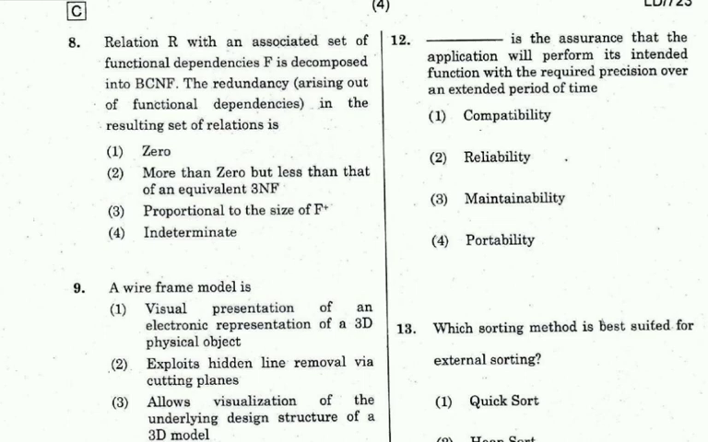Next one. Dash is the assurance that the application will perform its intended function with the required precision over an extended period of time. So which is the assurance that the application will perform its intended function within a particular amount of time?